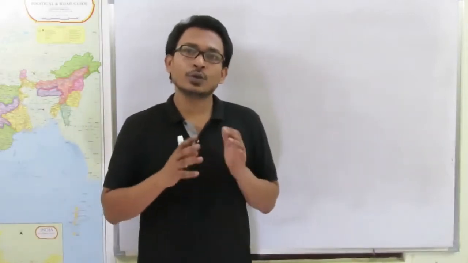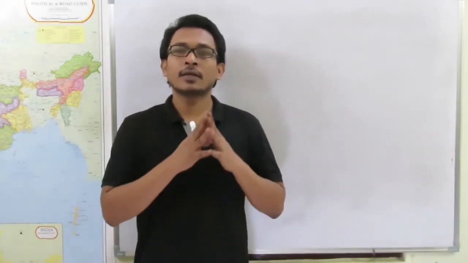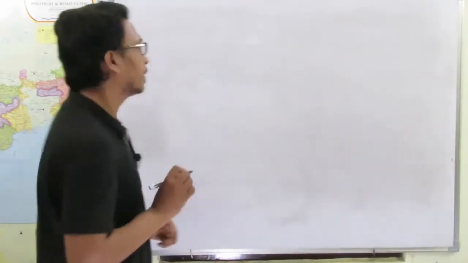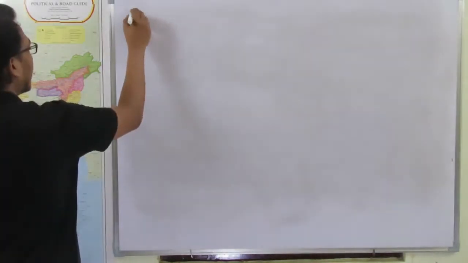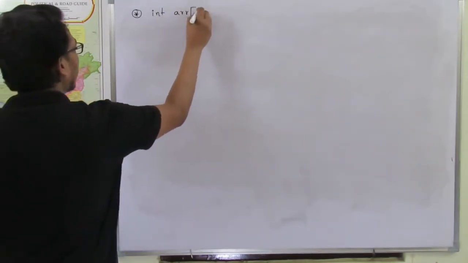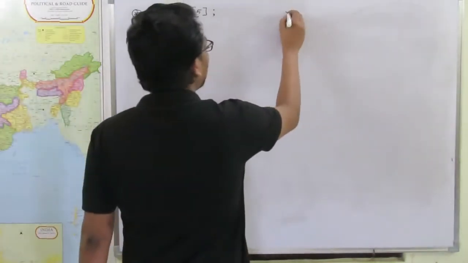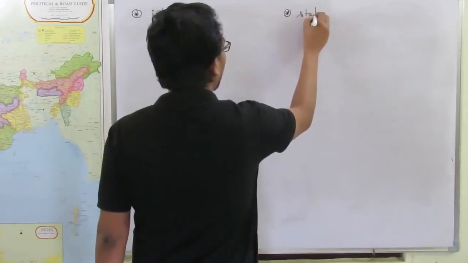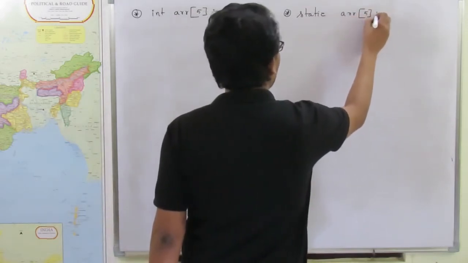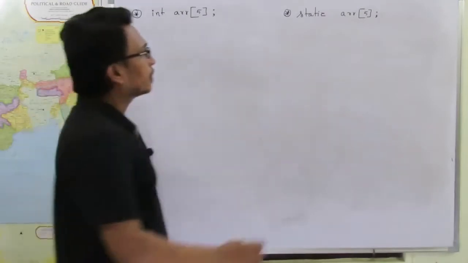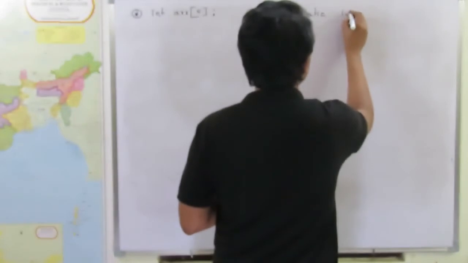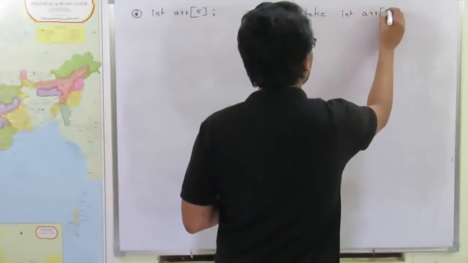Hello everyone, in this class we will learn how we can initialize an array at the time of array declaration. Clear? So let's start. Let's say we declare an array as int arr[5]. One more declaration is like static int arr[5].